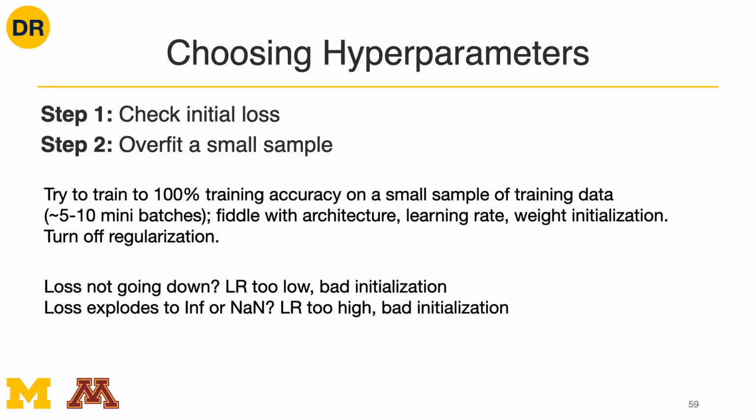The second thing would be to overfit to a small sample. If you have a data set, curate mini batches of it and make sure you get 100% training accuracy for that particular small batch. In this scenario, you can fiddle around with your architecture, learning rate, weight initialization, whatever. But for this small batch of data, you want to make sure that you get 100% accuracy, especially on the training. Some things to think about: if your loss is not going down, increase your learning rate. If your loss is exploding, then reduce it.